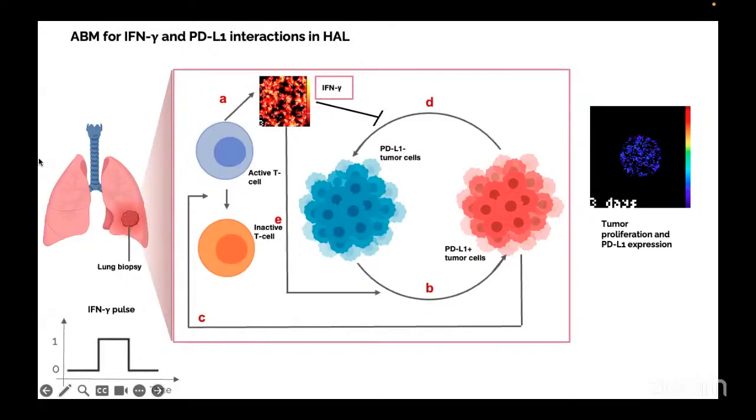We have two compartments, the T cell compartment and the tumor compartment. The T cells are again divided into active and inactive T cells. Active T cells produce interferon gamma. And the tumor cells are again divided into two, those that are high in PD-L1, meaning they are resistant to treatment, and those that are low in PD-L1, so they're sensitive. And the ones that are resistant can also deactivate the T cells. So this feed-forward feedback loop is actually incorporated in our agent-based model.